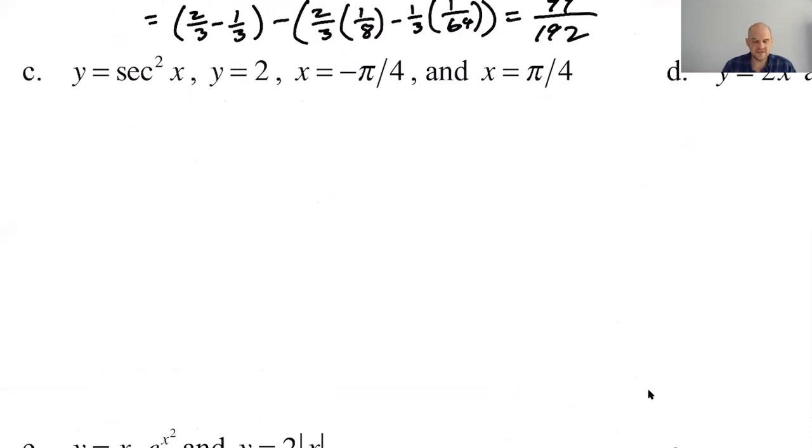Do I even know what that looks like? Not really, but do I need to? Kind of. So let's see how we can work this out. Secant is the reciprocal of cosine. Cosine looks like, hold on, I'm going to switch this up a second.